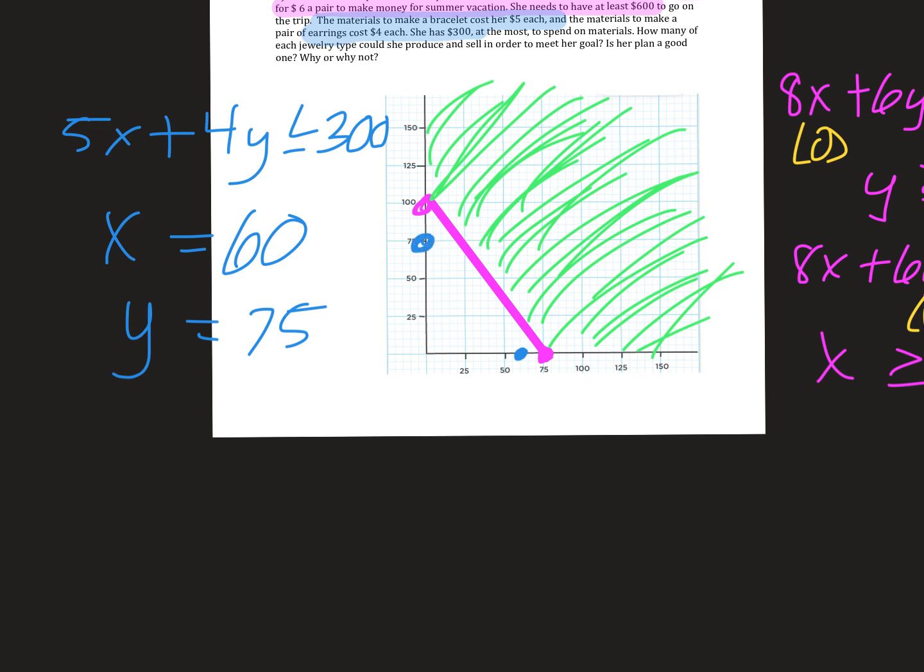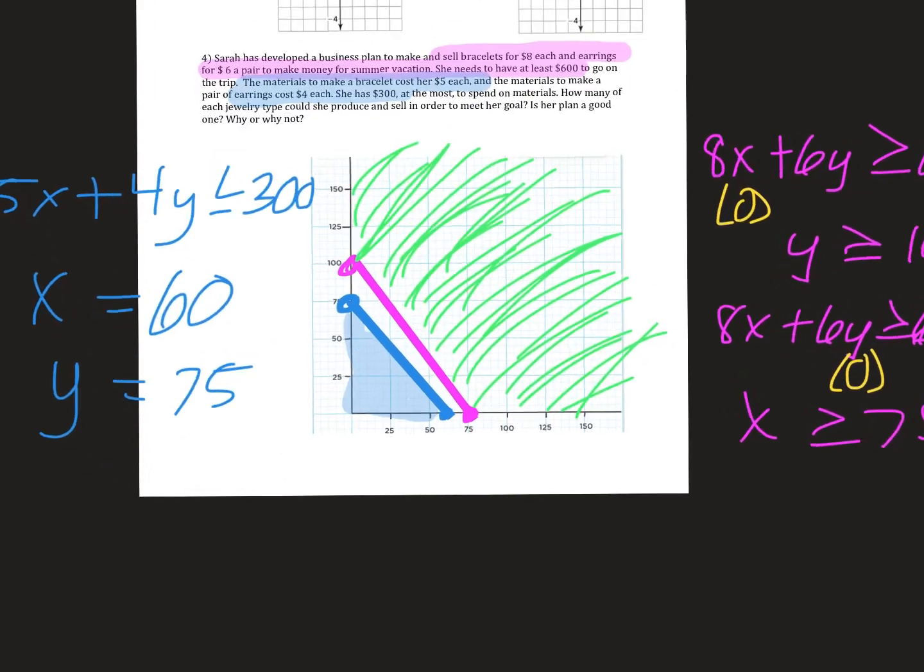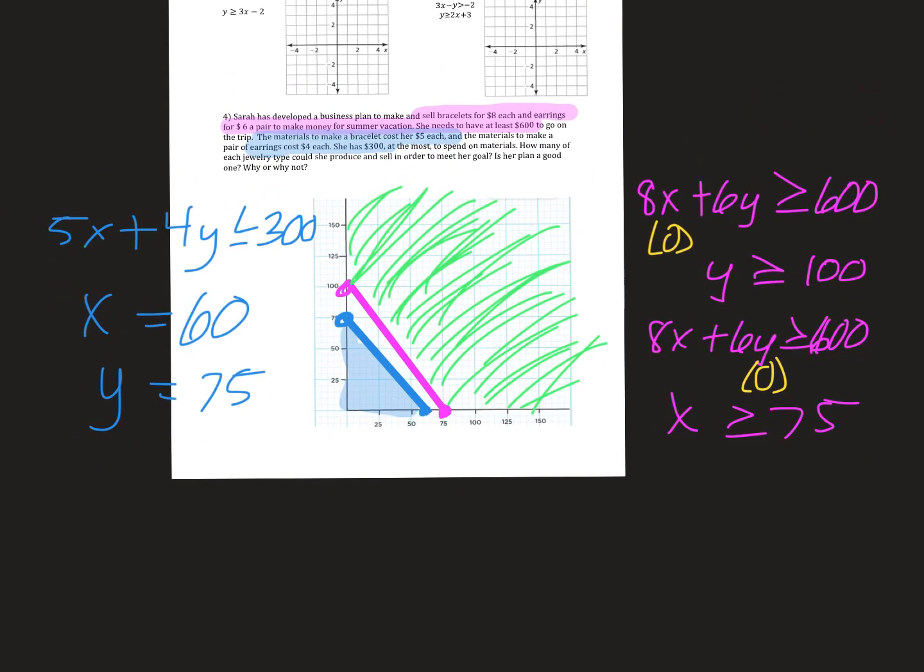And because this represents a maximum amount that she has, she only has enough supplies for this, no more, we're going to have to shade down. So is there any way with the prices that she has set right now to actually make the amount of money that she wants to make with her limitations? No. So this is a bad plan.